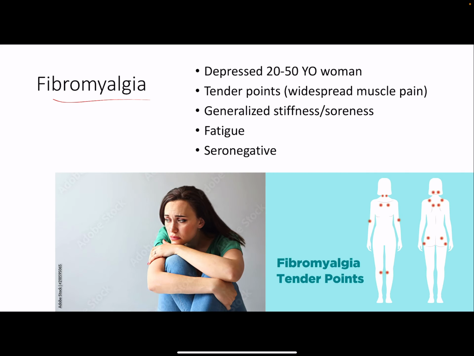Fibromyalgia. Don't ask me why, but it's women of childbearing years who suffer from depression. Usually like 20 to 50 have fibromyalgia. It's difficult to diagnose, like the spondyloarthritis conditions, because it's seronegative. People have extreme fatigue. Sometimes they say they have brain fatigue, the brain feels a little bit fuzzy. Generalized stiffness and soreness, and they have tender points all throughout their body randomly. So a woman of childbearing years who is depressed is a big giveaway.